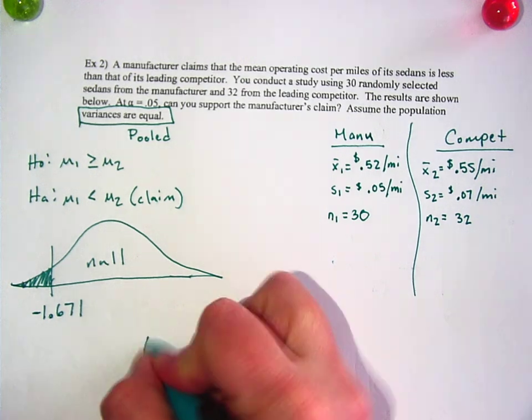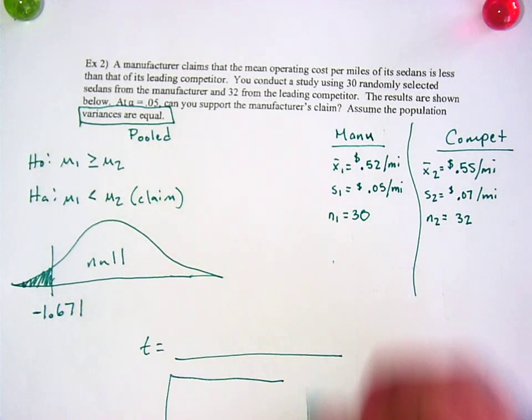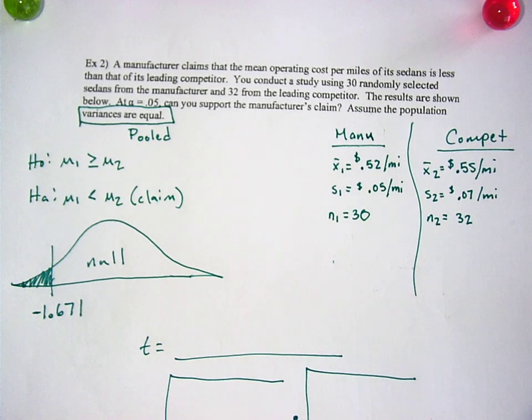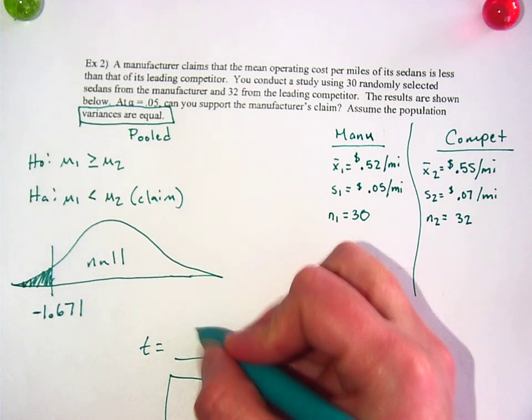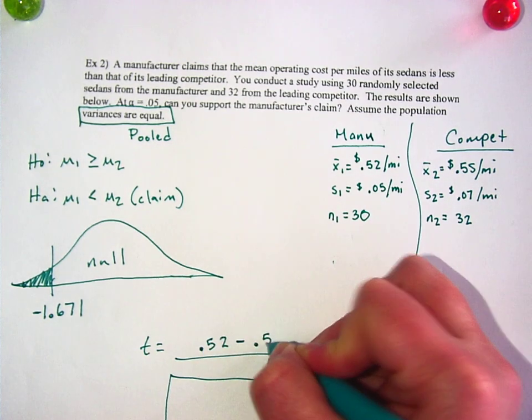All right, here we go. It's going to be so gross, two big square roots, nobody wants them. X bar 1 minus X bar 2 is 0.52 minus 0.55.